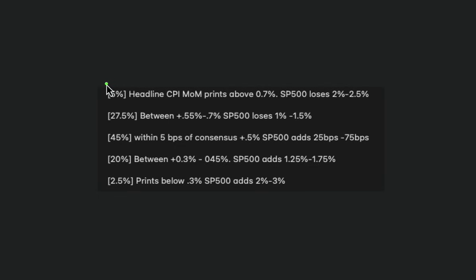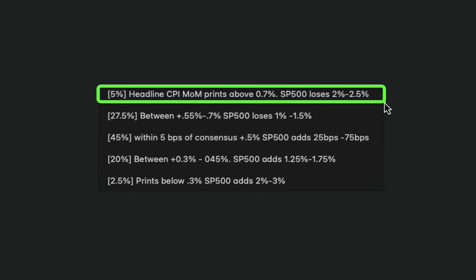Now, this is focused on month over month CPI. This is what JP Morgan told their institutional client base this morning on how they see the world. And we're just going to go through it line by line here. The very first line is headline risk: month over month prints, anything above 0.7, and we're going to lose 2.5%. I agree with this statement.